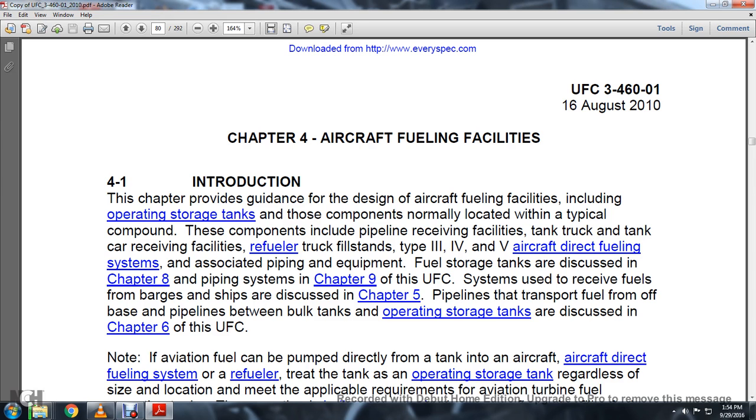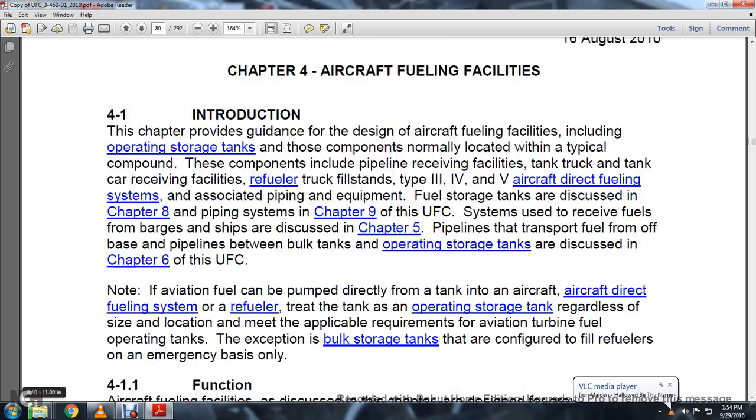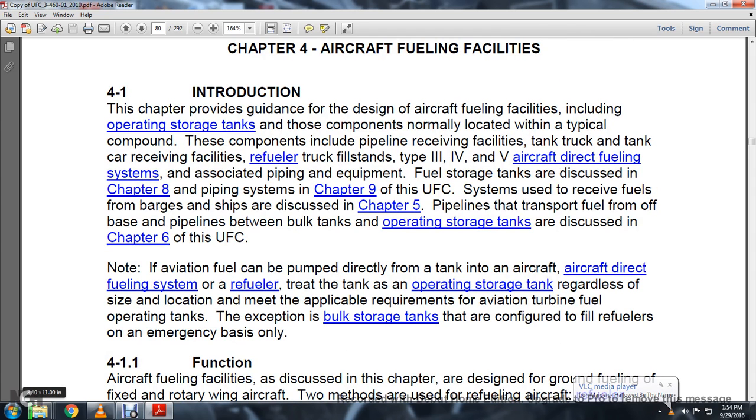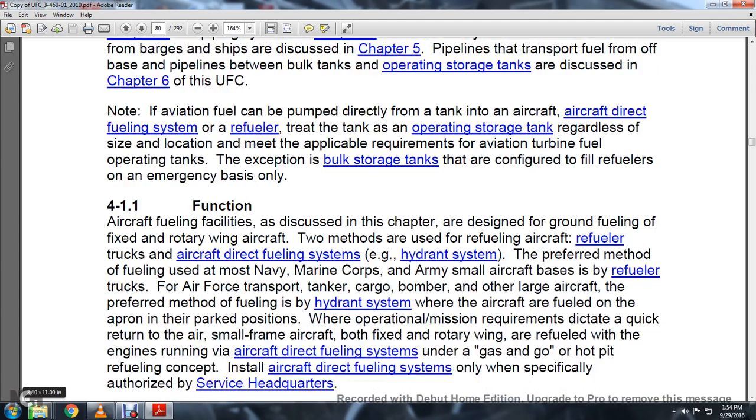The systems used to receive fuels from barges and ships are discussed in Chapter 5. Pipelines and transportation of fuels off the base, and the pipelines between bulk tanks and operating storage tanks, are discussed in Chapter 6 of the Unified Facility Criteria. Note that aviation fuel can be pumped directly from the tank into the aircraft. Treat the tank of an aircraft direct fueling system as an operating storage tank, regardless of size and location, meeting the applicable requirements for aviation turbine fuel operating tanks. The exemption is bulk storage tanks that are configured to fill refuelers on an emergency basis only.